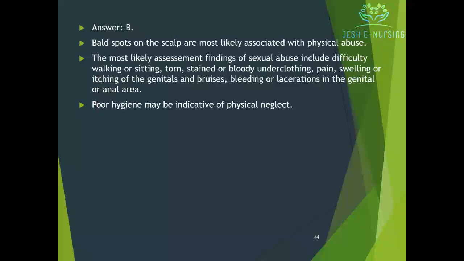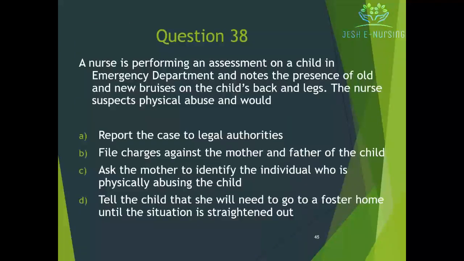The most likely assessment findings of sexual abuse include difficulty when walking or sitting, torn, stained or bloody underclothing, pain, swelling or itching of the genitals, and bruises, bleeding or lacerations in the genital or anal area. Poor hygiene also indicates physical neglect. All right, we'll move on to the next question.